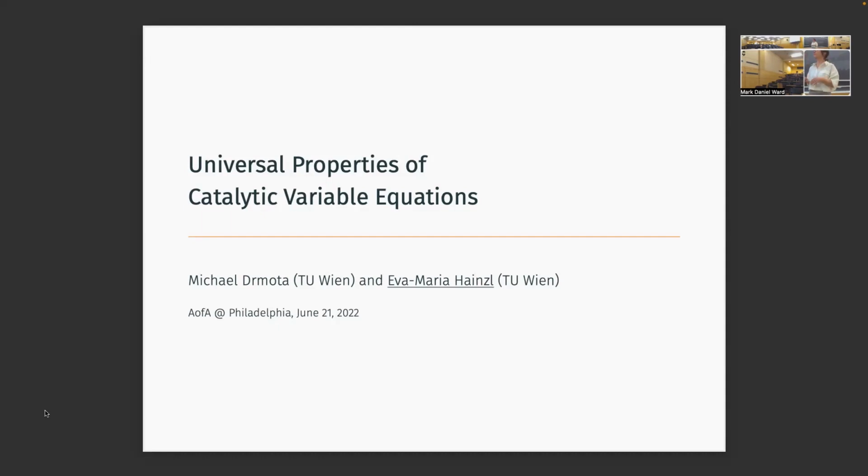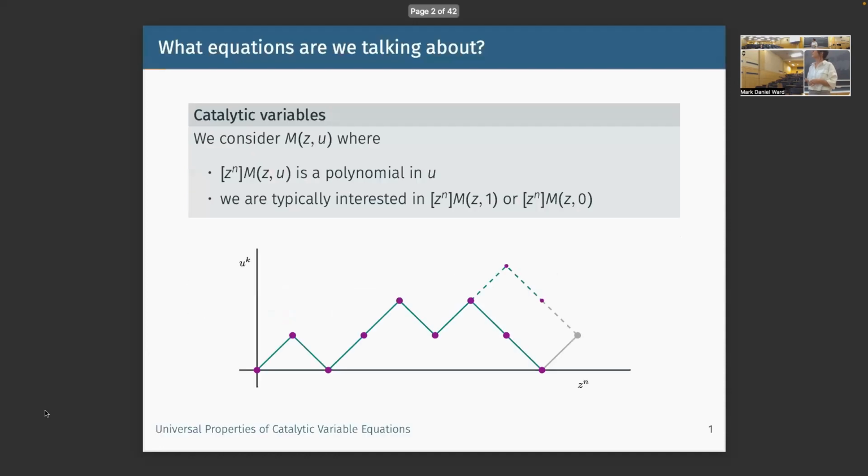And actually, the previous talk was a great introduction to mine. So we're going to talk about generating functions with one catalytic variable. So again, catalytic variables mean that the nth coefficient in M(z, u) is a polynomial in u. And typically we are interested in the evaluation of M(z, u) at a very specific value of u.